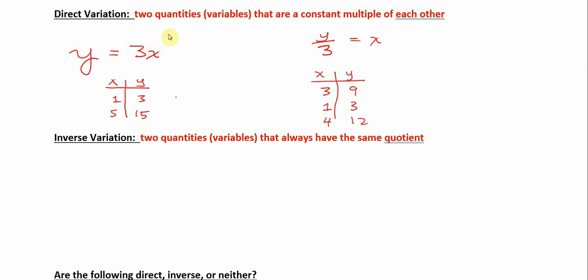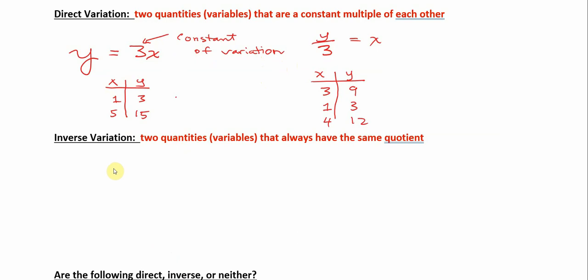Now, the number 3 here, we call this the constant of variation. Some important vocabulary words here. It's not always 3, it's not always 1/3. It can be different numbers, but the point is that it's a constant. It's a constant multiple of each other. So let's contrast this idea with inverse variation.